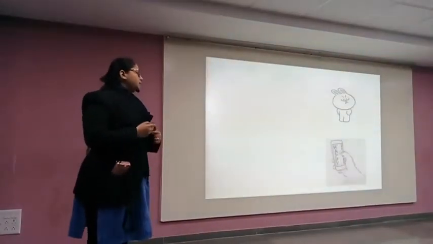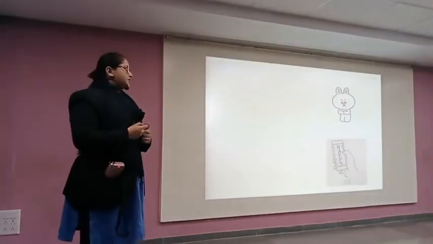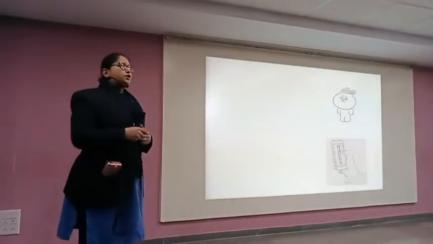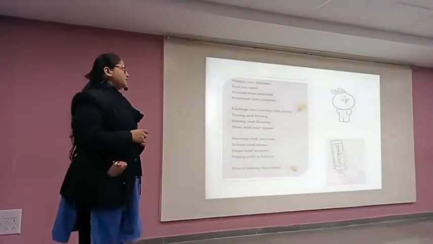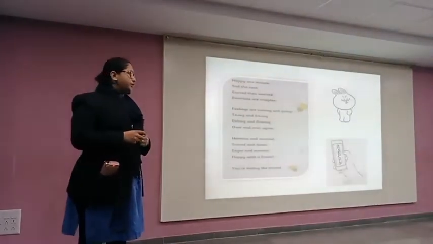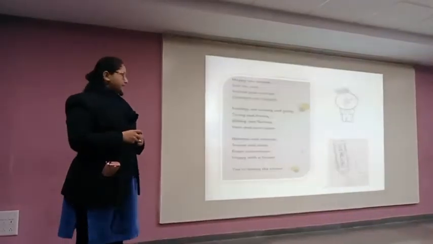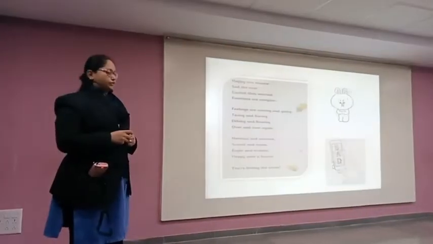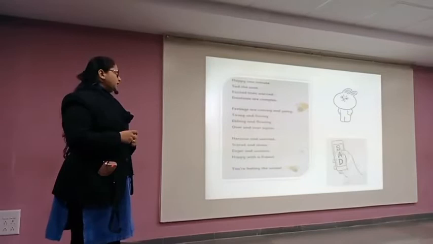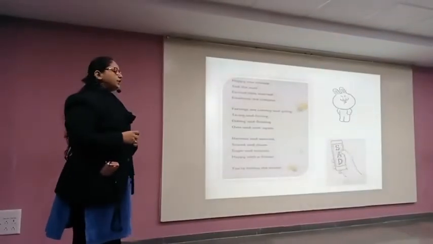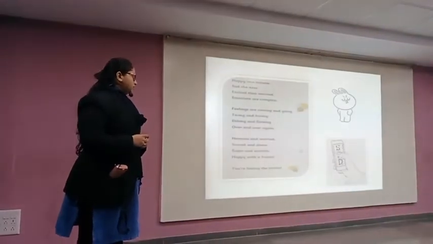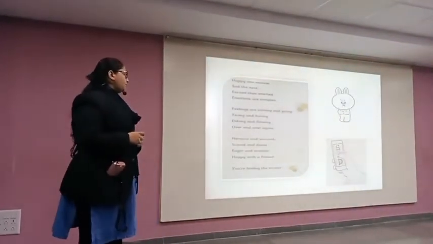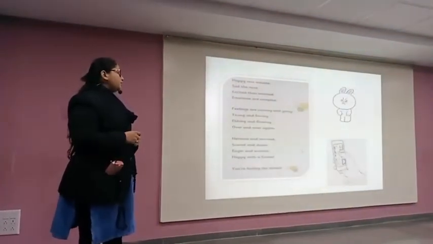Here you can see happy, sad, constantly changing, and the face is angry. So I'd like to share some lines on that. Happy one minute, sad the next. Excited, then worried. Emotions are complex, feelings are coming and going. Toing and froing, ebbing and flowing, over and over again. Nervous and worried, scared and down. Eager and ecstatic, happy with a frown. You are feeling the strain.